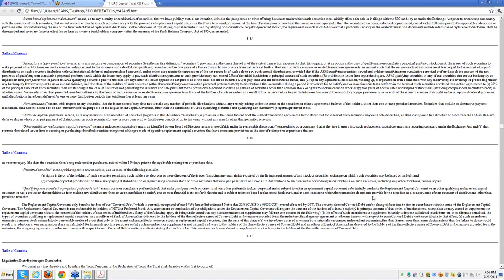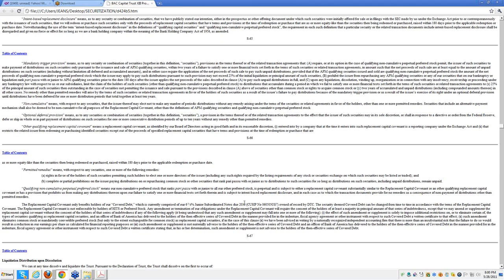CUSIP number. 060505CG7. There's your CUSIP number, and that's for Bank of America. Yeah, that's the CUSIP number. It's 060505 CG7. Charlie Gertrude 7. Oh, not a Q, a G. That's a G. Okay. CG7. I don't think I can blow this up any bigger. No, but you stated it, so that's good.